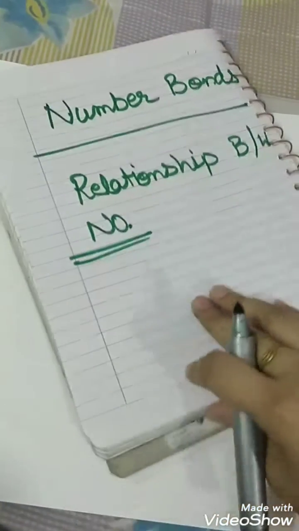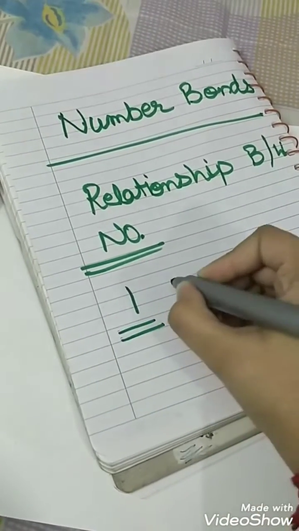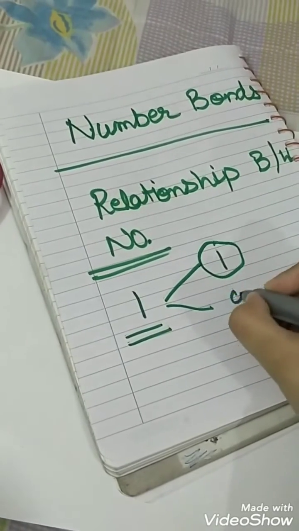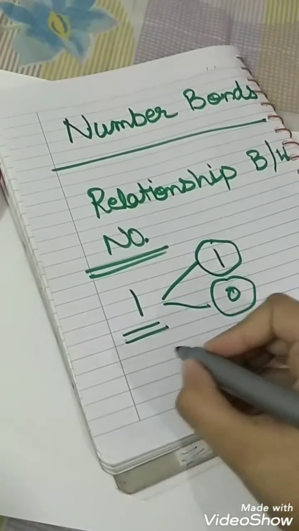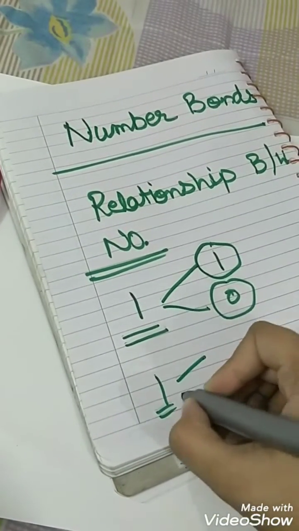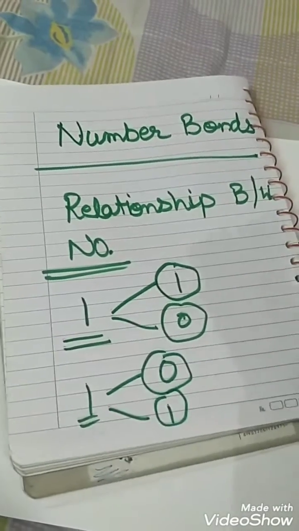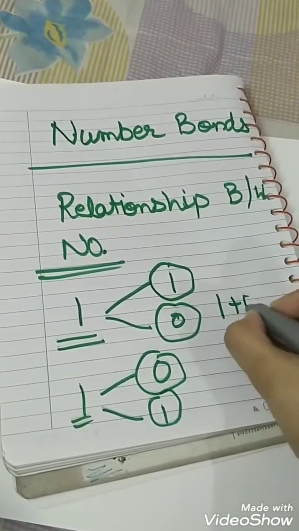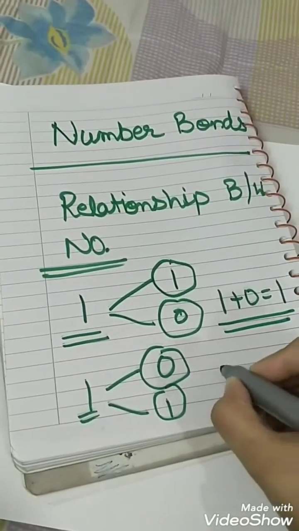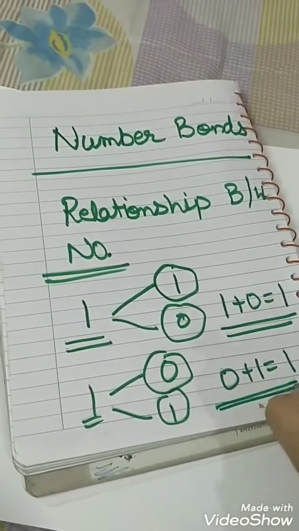Okay, for example, when we talk about number 1, we can say number 1 is formed from two numbers, that is number 1 and number 0. Or we can say it is formed from two numbers in the order 0 and 1. So we can say when we add 1 plus 0, we get 1, or 0 plus 1 equals 1. Okay.